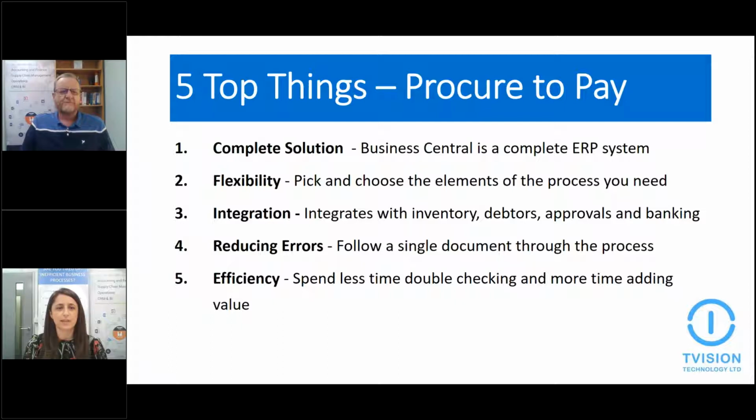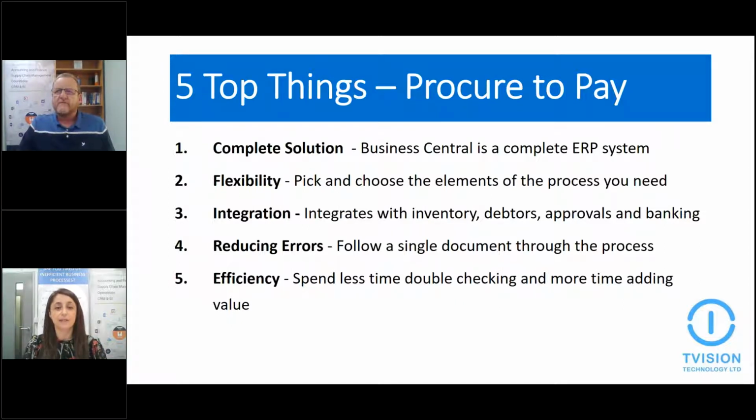So, these are the top 5 things we're going to show you today about Procure to Pay. The complete solution. Business Central is a complete ERP system and it includes all the elements in your Procure to Pay processes. We're going to talk about the planning worksheet, also known as MRP, Material Requirement Planning, purchase quotes, purchase orders, purchase receipts, purchase invoices, payment journals, and much more. Flexibility. We will show you how flexible the setup can be. You can pick and choose the elements of the process that you need, and you can turn the features on and off. Your Business Central processes can match the real-world procedures. For example, you can choose whether to start with a purchase order or just capture an invoice.